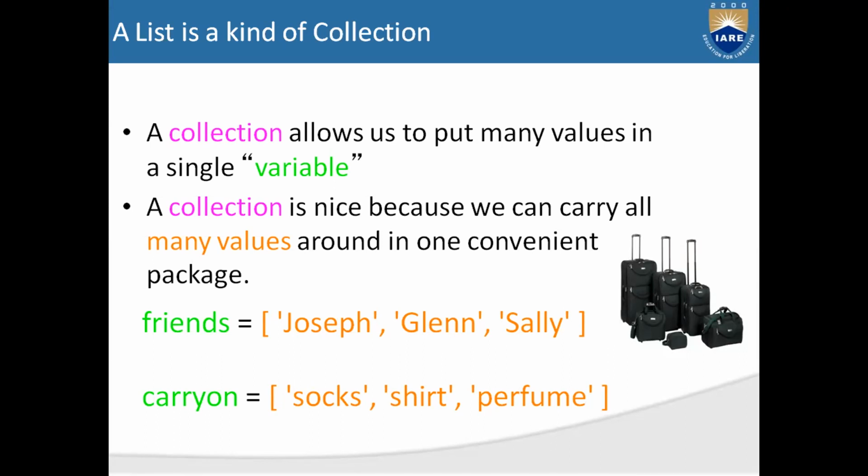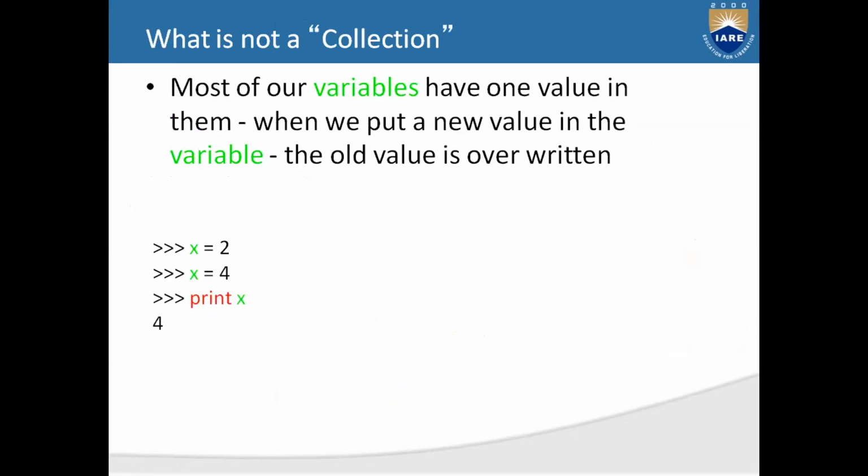So now please understand what a list is. A list is a collection of many values, and these many values are assigned to a single variable. That variable name is a list variable name, right? What is a collection, I explained to you. So what is not a collection? We have to consider that now. Most of our variables have one value in them. When we put a new value in the variable, the old value is overwritten. Just now I explained to you. x is equal to 2.